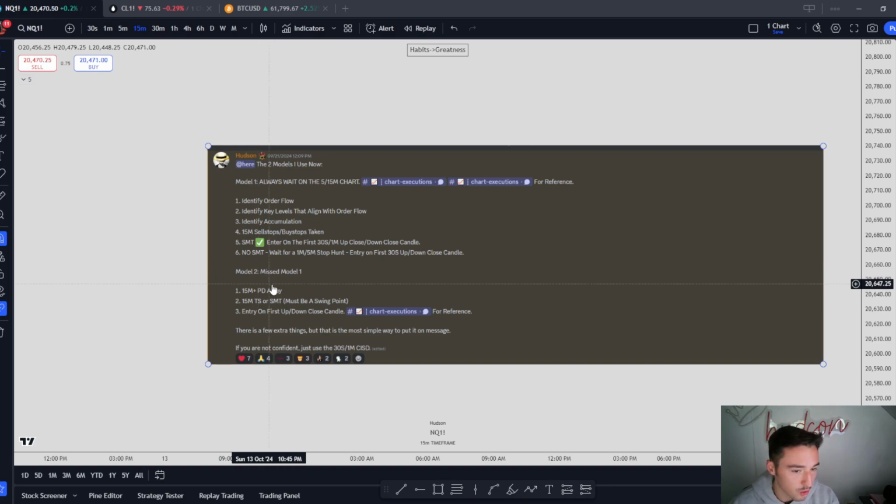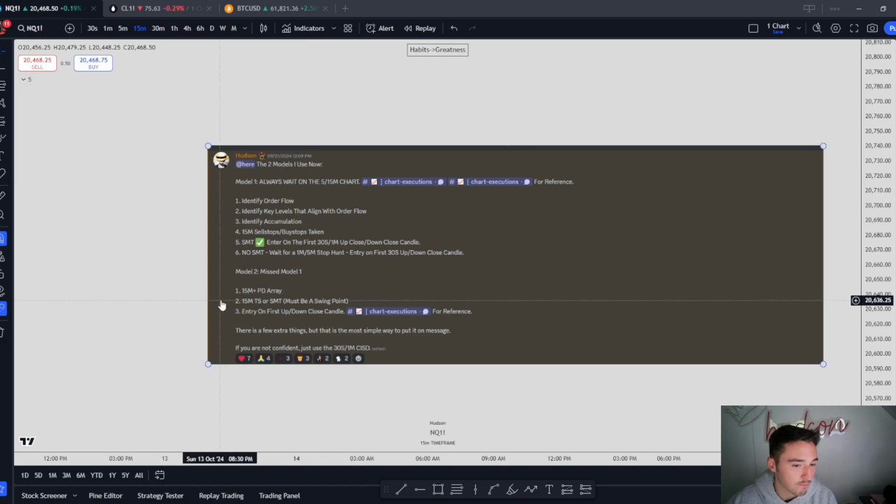And then model 2, that's if you missed model 1. So if you missed model 1, second one, a 15-minute PD array, 15-minute plus, so 30-minute, 1 hour, whatever it is, because this is probably going to be taken later in the day. So model 1 always will present itself earlier in the day. If it doesn't present itself at open or 10, then it's going to be a model 2 trade.